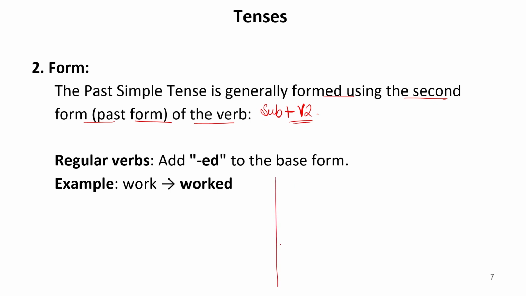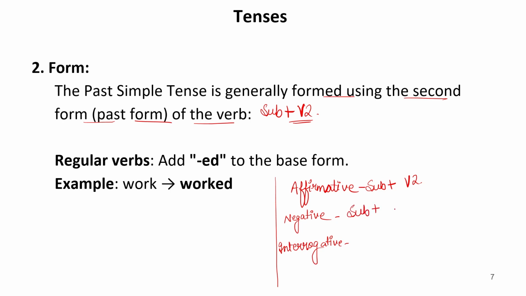Now again we have three types of sentences. One is affirmative sentence, then we have negative sentence, and then we have interrogative sentences. In case of an affirmative sentence, we form the sentence like subject plus verb second form. That's it. Then in a negative sentence, subject plus we use did, an auxiliary verb. Did is followed by not and only the first form of the verb.